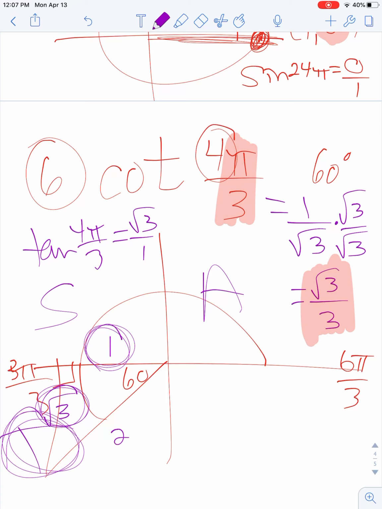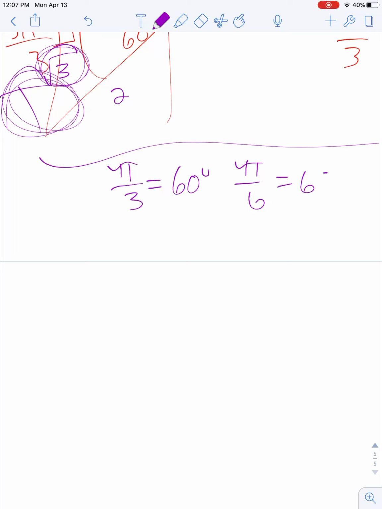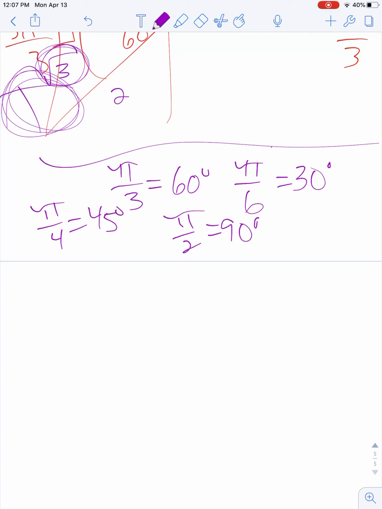Okay, so all of the ones that are non-calculator are going to have, just as a quick reminder again, the angles that you should know. Pi over 3, 60. Pi over 6, 30. Don't get mixed up. You see the 3 and the 6. Don't think that 3 goes with 30 and 6 goes with 60. Always think pi is 180. So this is 30. Pi over 4, 45. And then, of course, pi over 2 is 90. But you should know those quadrantal angles kind of by heart. So look for those in the fraction.